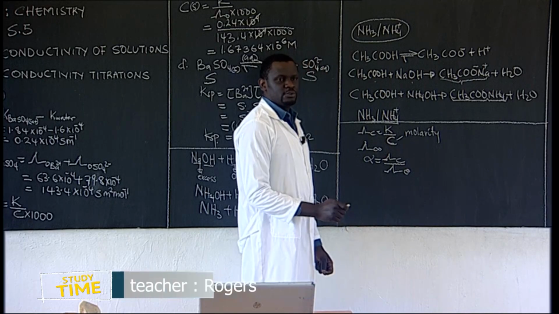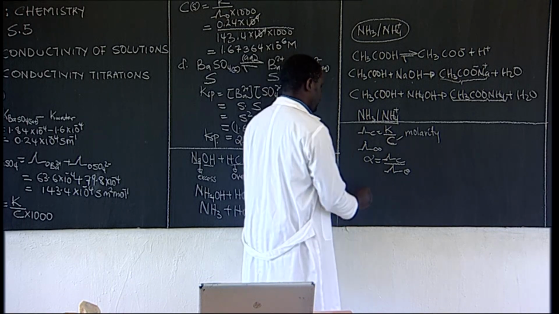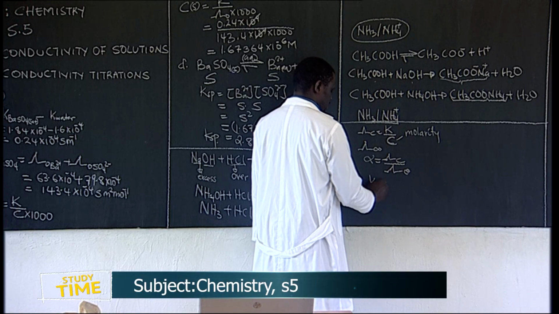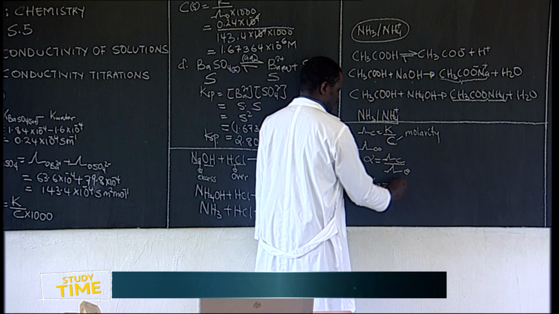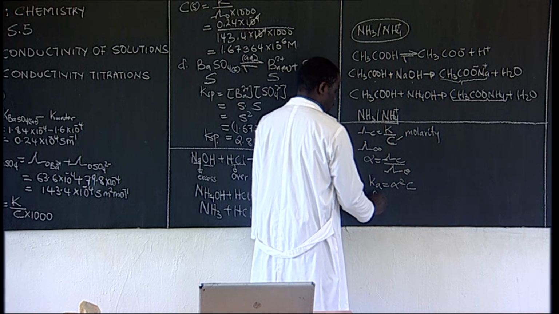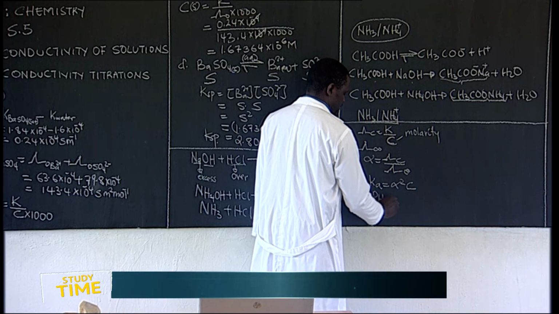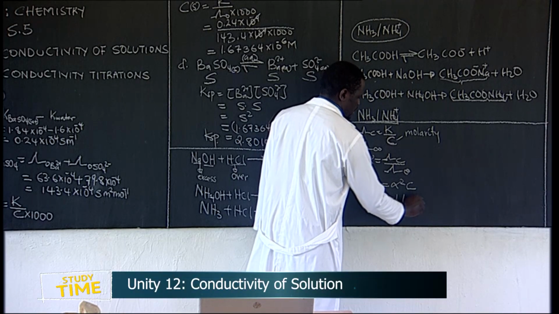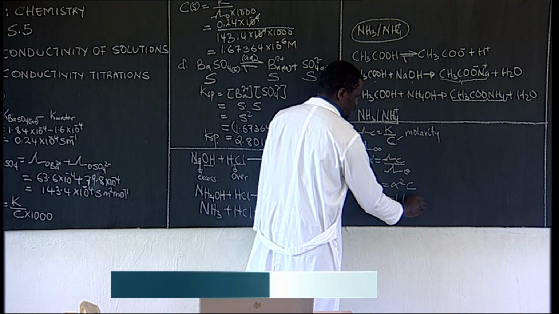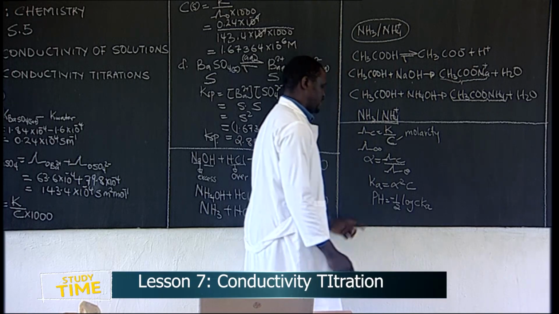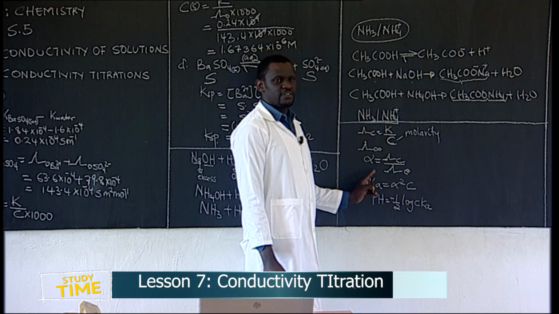It can help us to determine the pH of solution by first getting the ionization constant, that is Ka for acids, times C, and then getting pH for weak electrolytes, which is negative a half log CKa. So this is a summary of what we have been discussing.